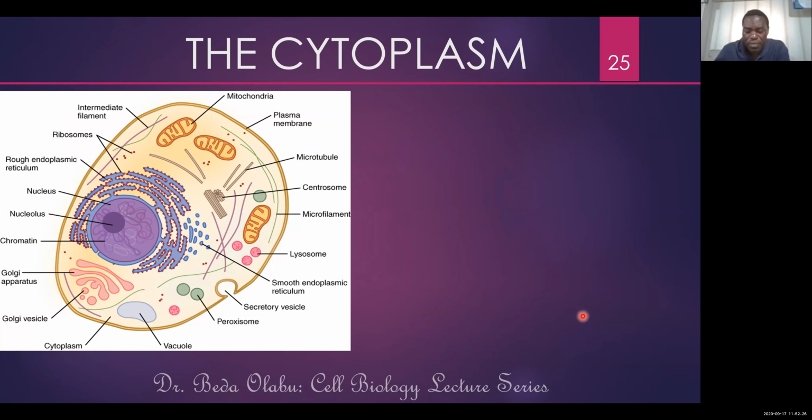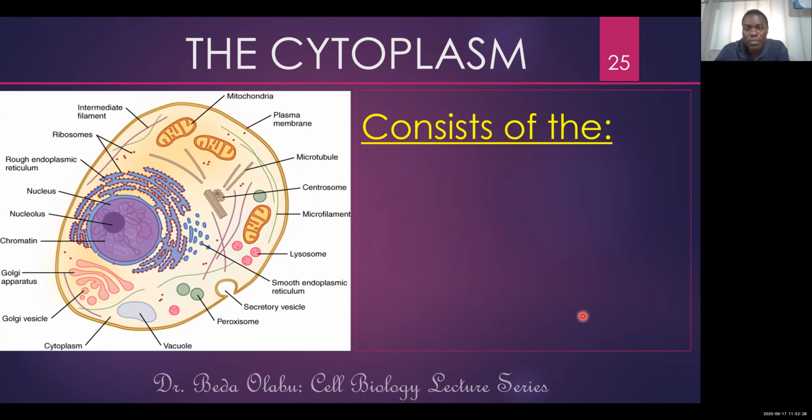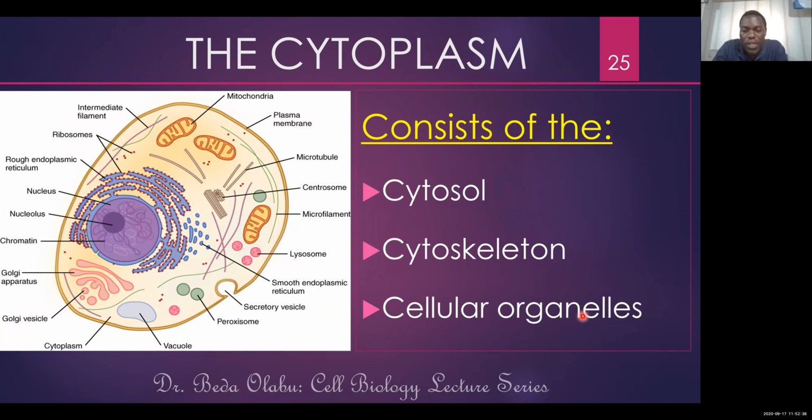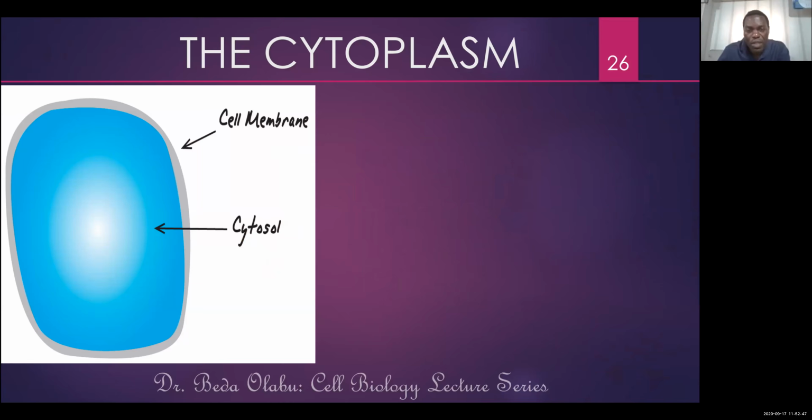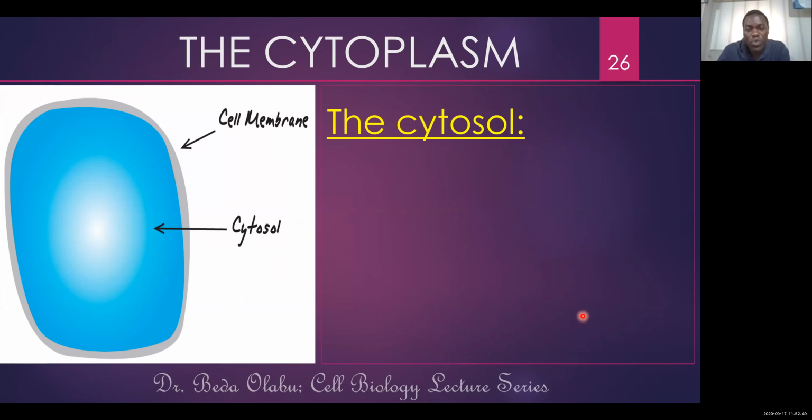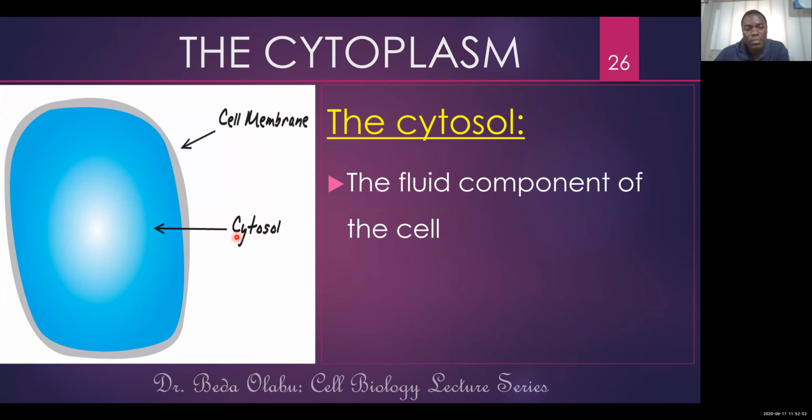The cytoplasm consists of three things. We have the cytosol, we have cytoskeleton, and we have cellular organelles. Let's look at each of these three. We begin with the cytosol. So the cytosol refers to the fluid components of the cell. Simply, it's just water. The water within the cytoplasm is what we call cytosol.